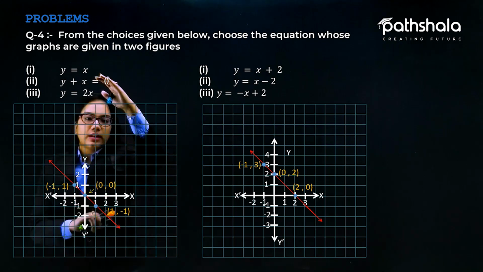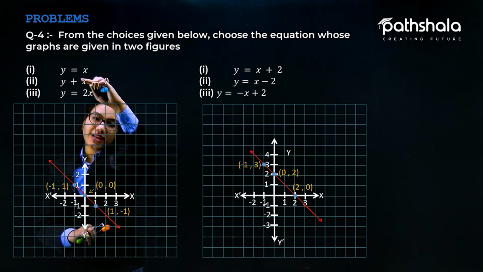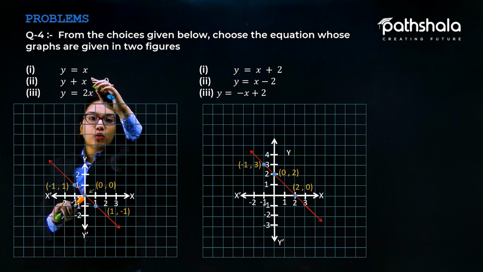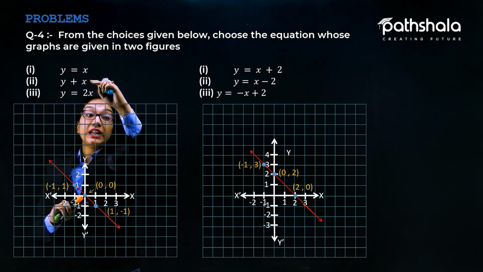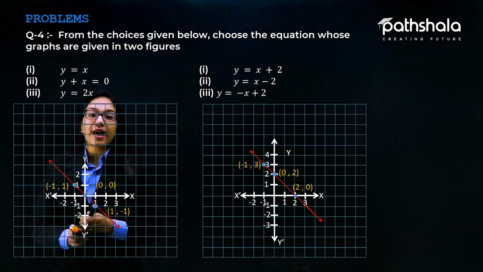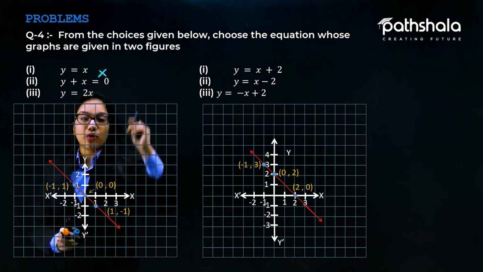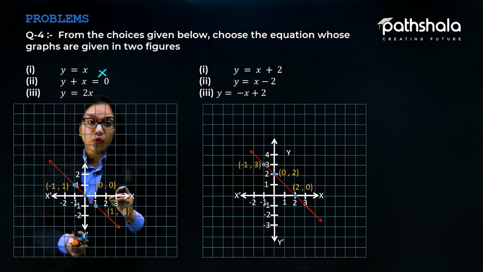So first of all, if I substitute 0, 0 over here, for x being 0, y is equal to 0. It means it satisfies 0, 0. But let's just talk about minus 1, 1. If I substitute x as minus 1 over here, y is coming out to be equal to minus 1. It means that y is equal to x is not satisfying all the points that are lying on this particular graph. Let's just move on further towards the second part.